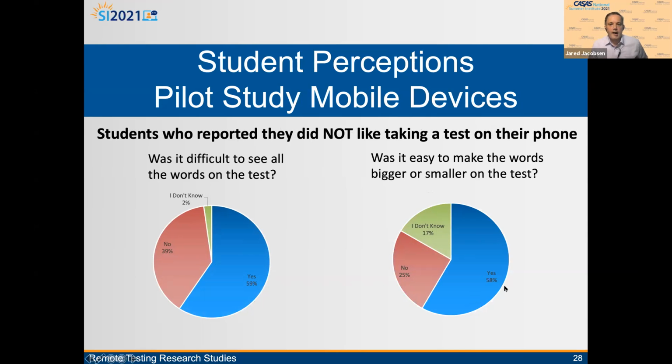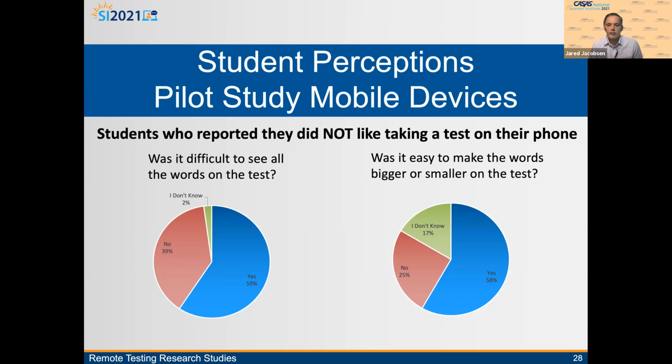Students who reported that they did not like taking the test on their phone. Was it difficult to see all the words on the test? So here we're looking at that same data, but for that group that said they did not like taking the test on their phone. 59% said yes, it was difficult. So it's a much different response compared to those that said they liked the experience. However, still 39% of those who said they did not like it said no, it was not difficult to see all the words on the test. However, they still did not like taking the test on their phone.